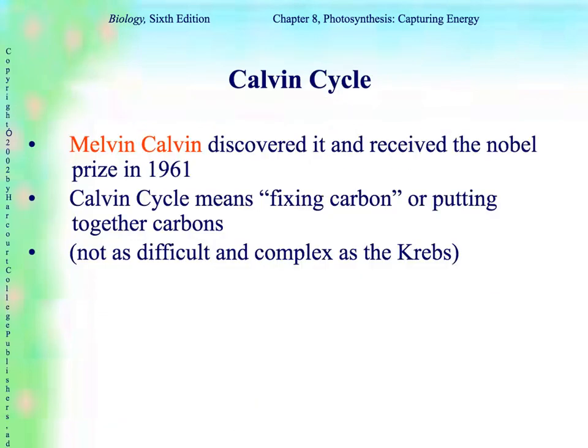Well, the guy's name who discovered the Calvin cycle is Melvin Calvin. He discovered it and received the Nobel Prize in 1961. The Calvin cycle means fixing carbon, or putting together carbons.